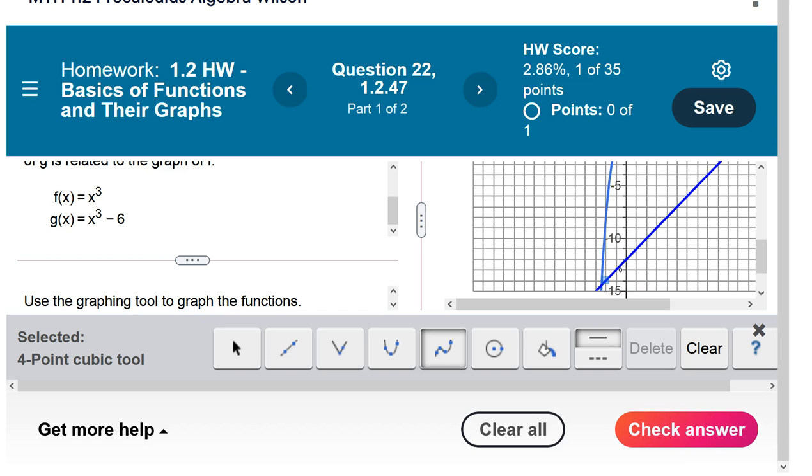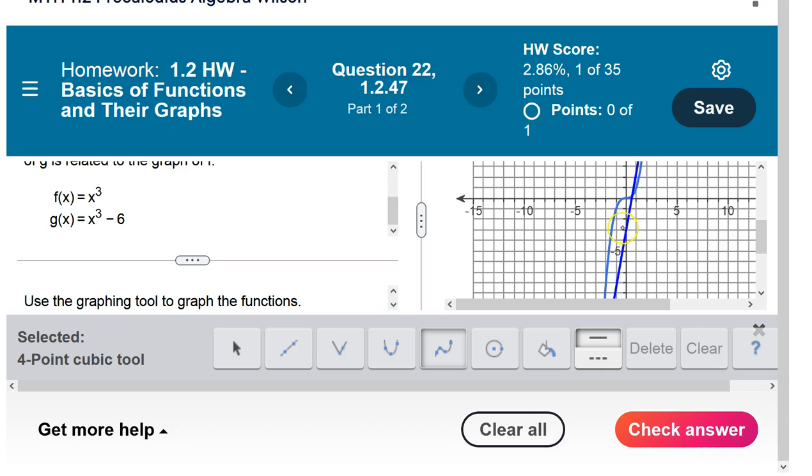Next point, plugged in -1 to the third is -1 minus 6 is -7. So the next point I want to graph is -1, -7. Going to plug in 1 to the third is 1 minus 6 is -5. So I want to plot the point 1, -5. And then finally plug in 2 to the third is 8. 8 minus 6 is 2. So I'm going to plot the point 2, 2. There.